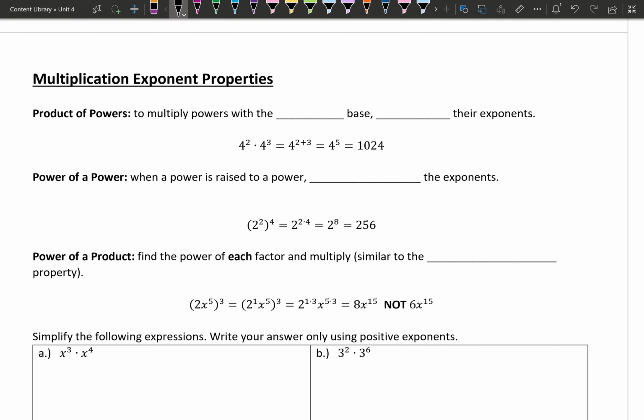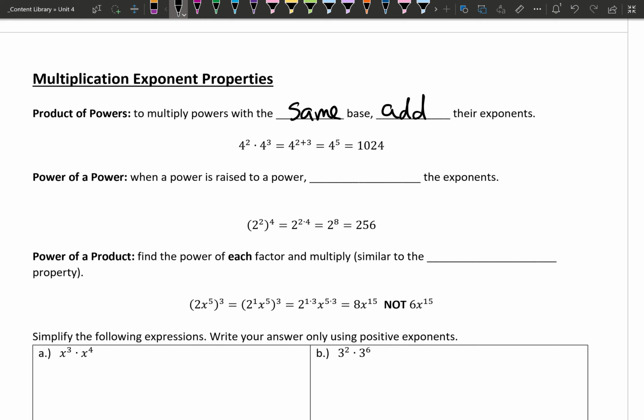The first property we have is the product of powers. To multiply powers with the same base, we add their exponents. So, for example, if we had 4 to the power of 2 times 4 to the power of 3, that becomes 4 to the power of 2 plus 3. That's 4 to the power of 5, which equals 1,024.